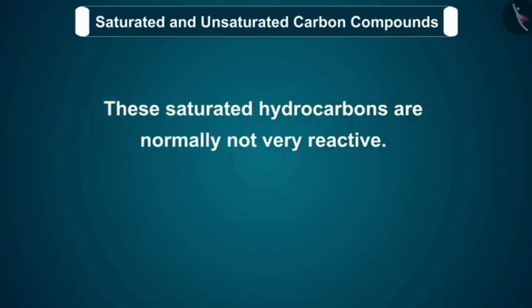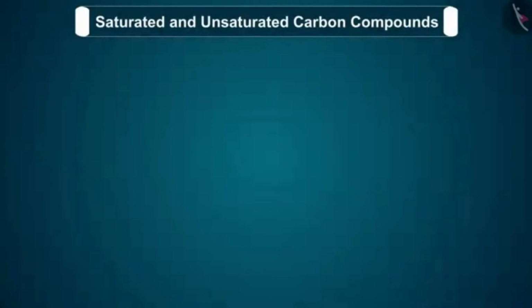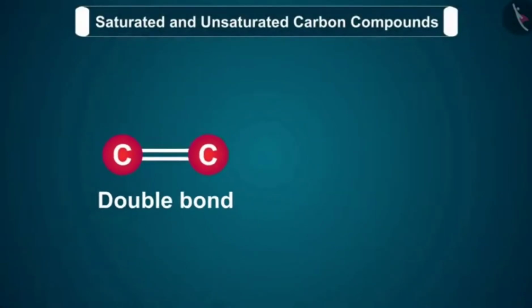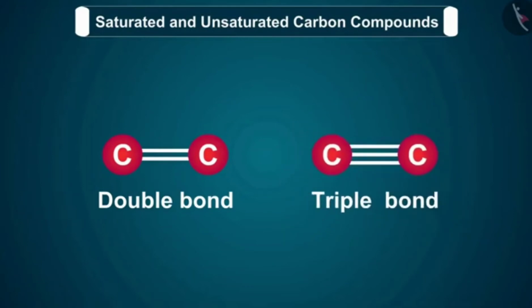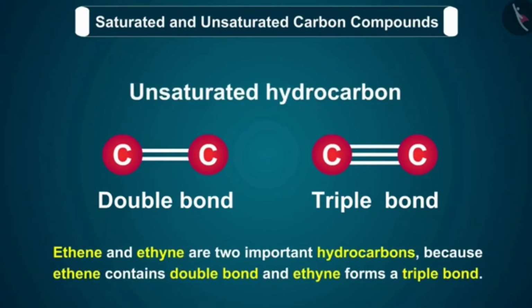These saturated hydrocarbons are normally not very reactive. That is, they are quite unreactive. A hydrocarbon in which two carbon atoms are connected by a double bond or a triple bond is called an unsaturated hydrocarbon. Ethene and ethyne are two important hydrocarbons because ethene contains a double bond and ethyne forms a triple bond.